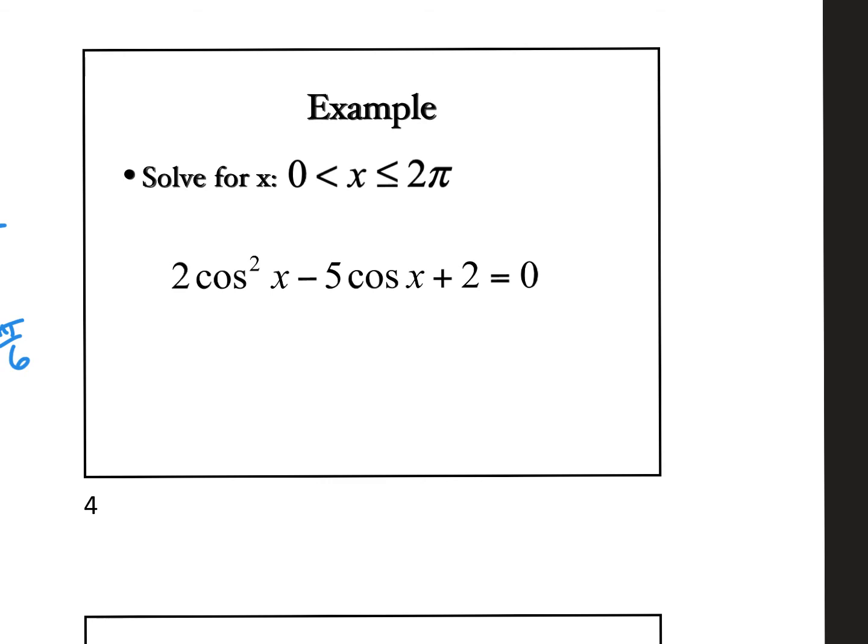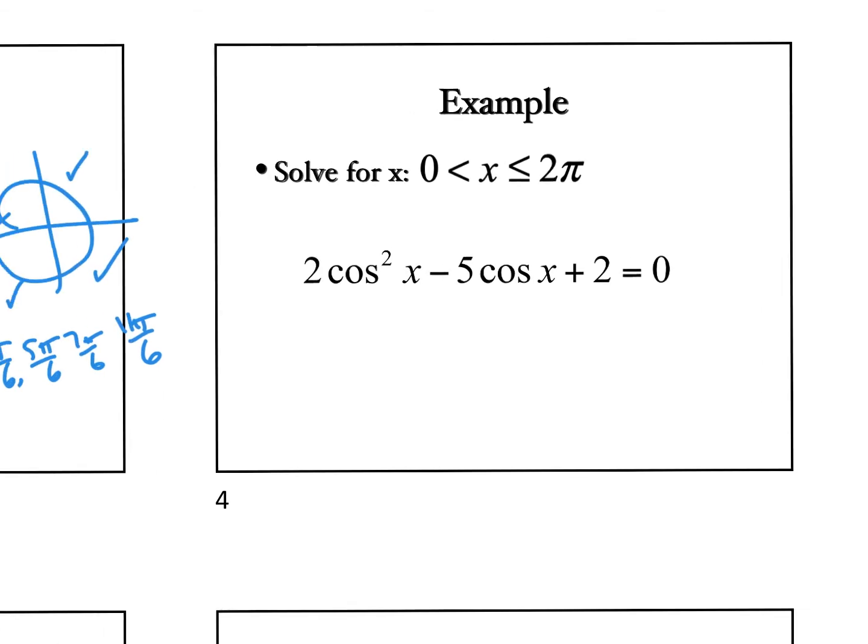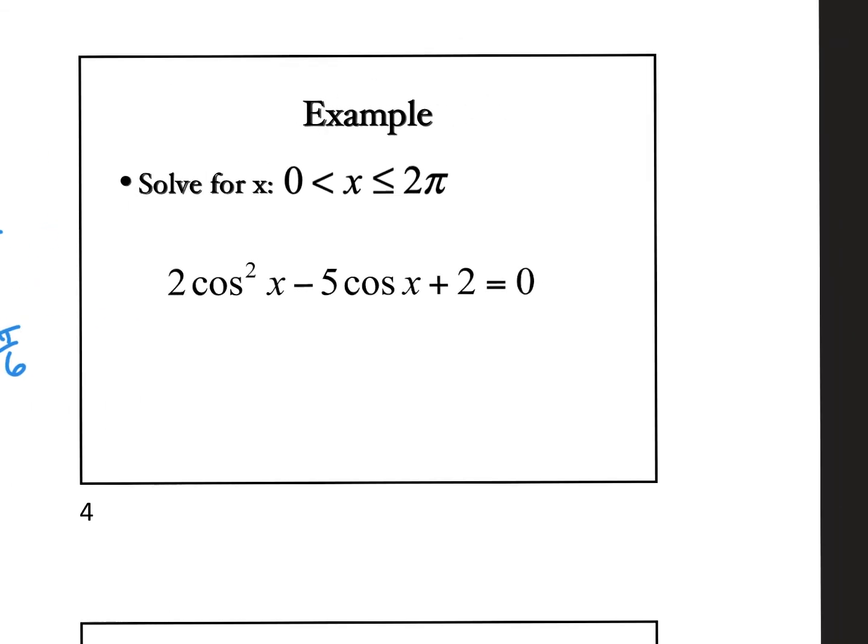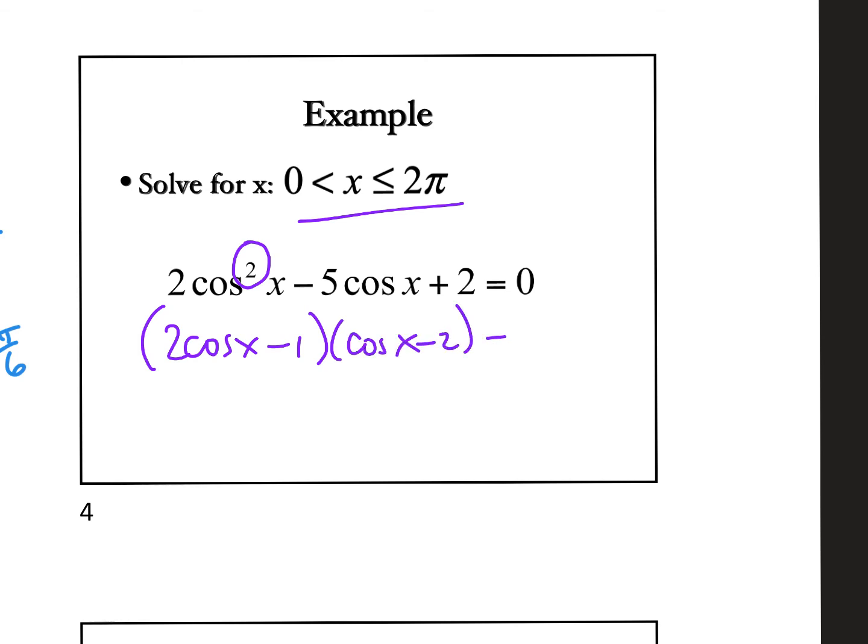Okay, so for the next example, again, the domain is in radians, so my answer is going to be in radians. It's in 1 rotation about the circle. This is quadratic because of the square. All right, if we're lucky, it will factor, and if not, then we'll have to do the quadratic formula. Now this one does factor nicely. It is 2 cosine x minus 1 times cosine x minus 2.